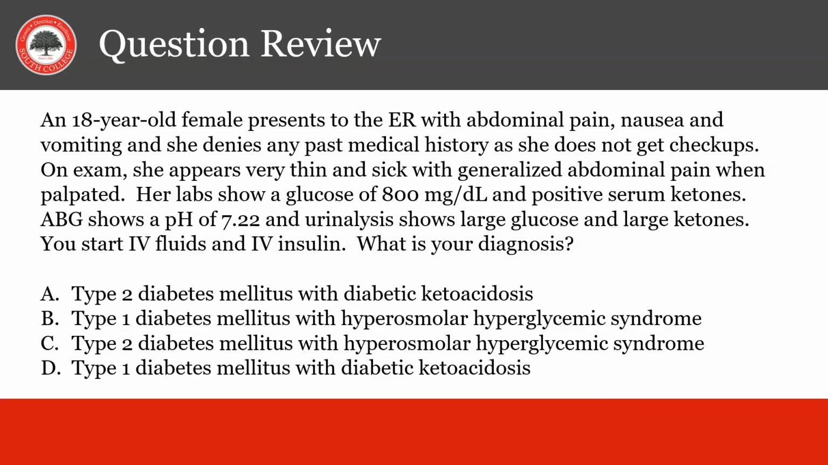An 18-year-old female presents to the ER with abdominal pain, nausea, and vomiting, and she denies any past medical history as she does not get checkups. On exam, she appears very thin and sick with generalized abdominal pain when palpated. Her labs show a glucose of 800 milligrams per deciliter and positive serum ketones. ABG shows a pH of 7.22, and urinalysis shows large glucose and large ketones. You start IV fluids and then IV insulin. What is your diagnosis? What is your answer here?